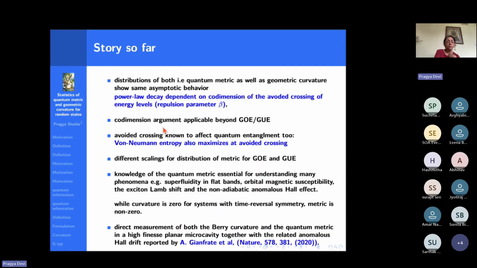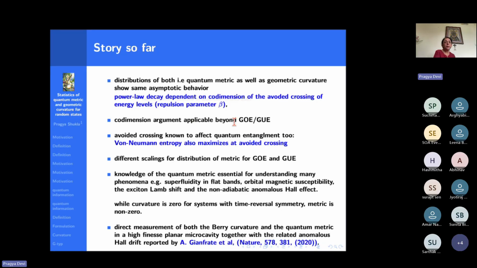Okay, so now I have come to my conclusion. This is the story so far. The distributions of both the quantum metric as well as the geometric curvature show the same asymptotic behavior. Asymptotic behavior means large values of the geometric curvature and the quantum metric, but large values in both of them are controlled by the denominator. The denominator is the level repulsion, which is of the same order in both cases. So naturally, it will lead to the same asymptotic behavior.